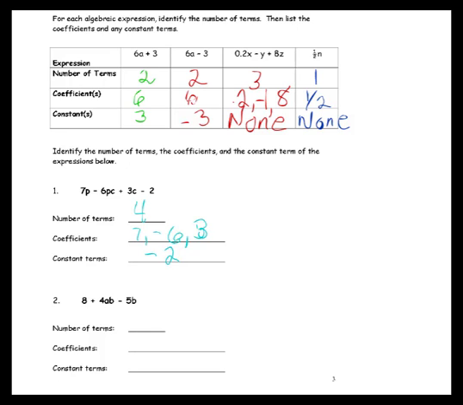All right, let's look at our last example. 8 plus 4ab minus 5b. So I have 3 terms. The coefficient, well, 8 doesn't have a variable. 4ab would be 4. And minus 5b would be negative 5. And the constant term will be 8. So it doesn't matter whether it's at the beginning or the end. It's the number without any variables.